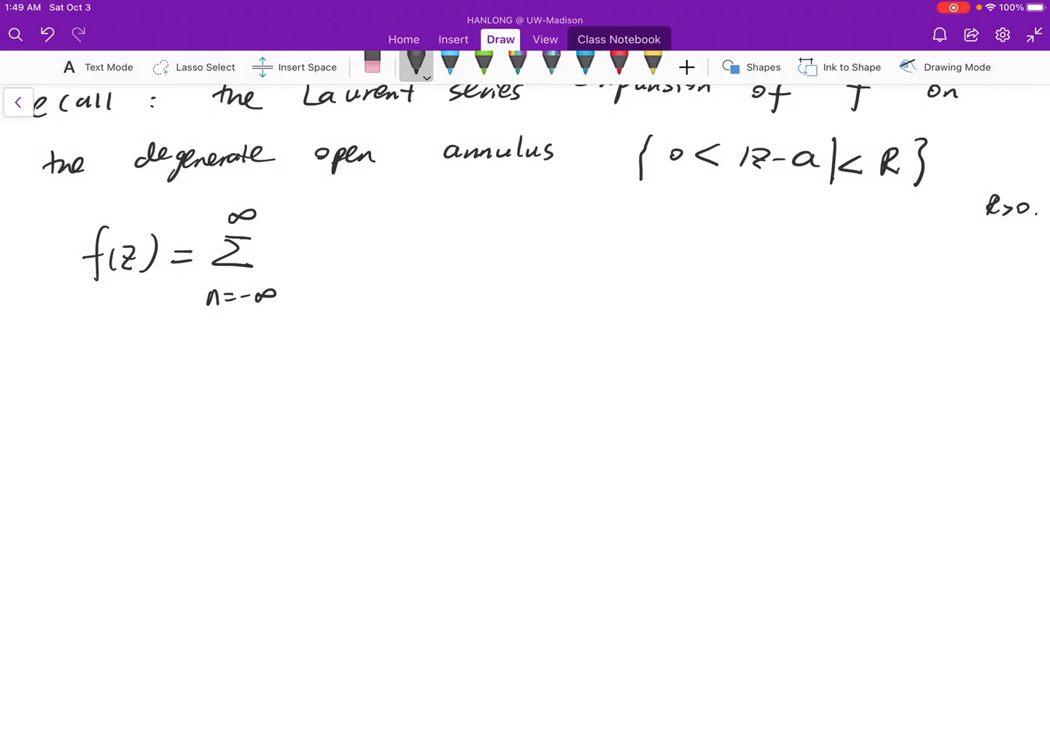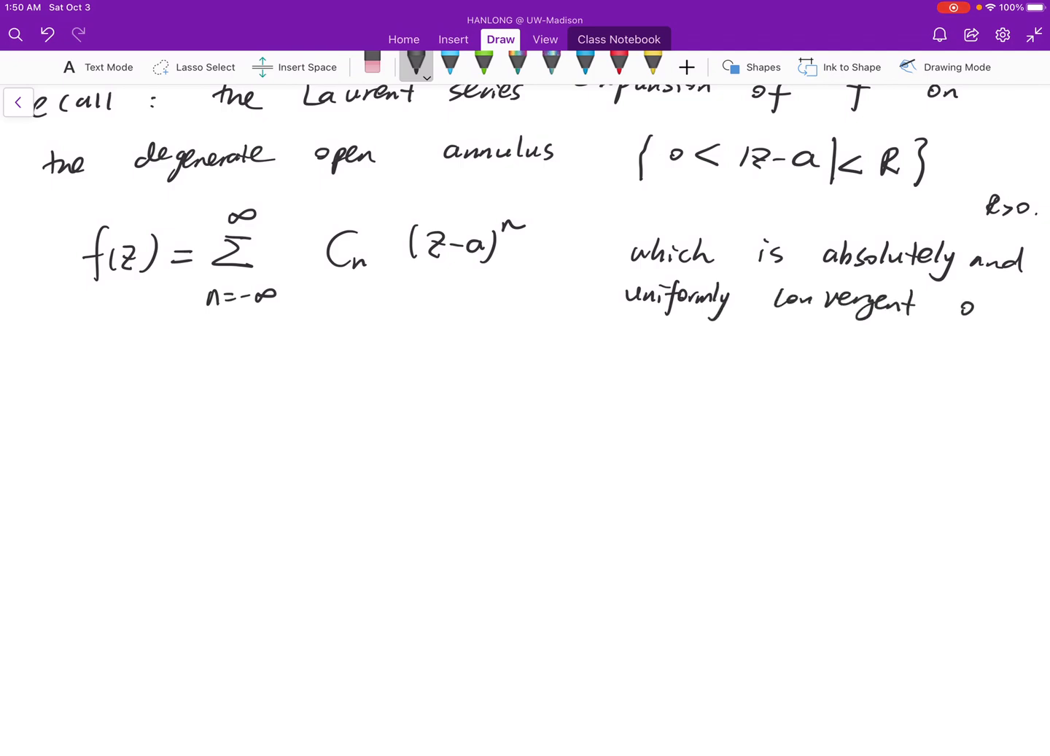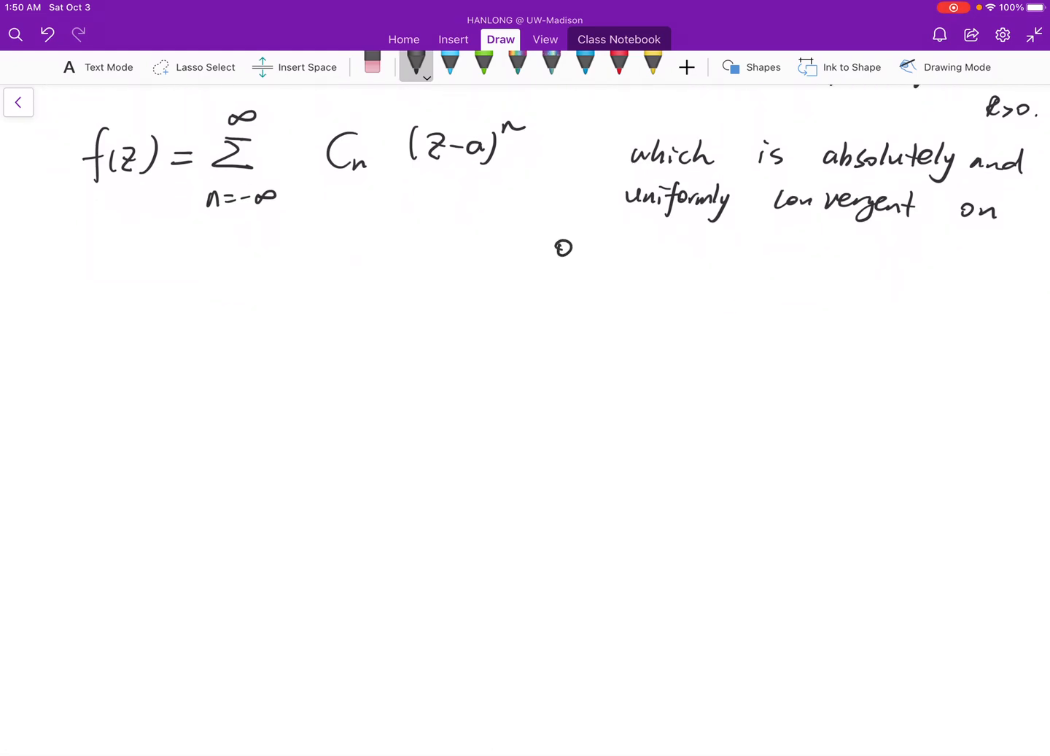an infinite sum for n from negative infinity to positive infinity, c_n times (z - a) to the nth power, and moreover, it's absolutely and uniformly convergent on 0 < R1 <= |z - a| <= R2 < R.